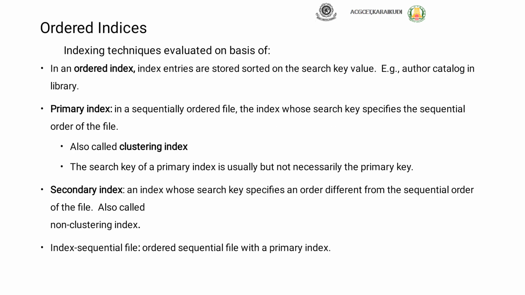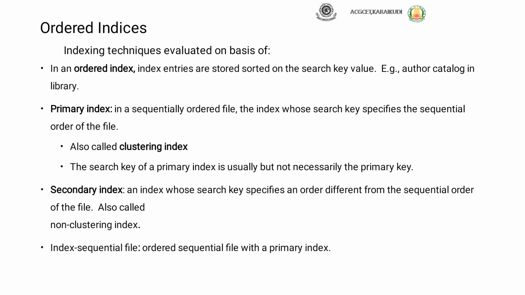Next, ordered indices. Each index structure is associated with a particular search key. An ordered index stores the values of the search keys in sorted order and associates with each search key the record that contains it. A file may have several indices on different search keys.